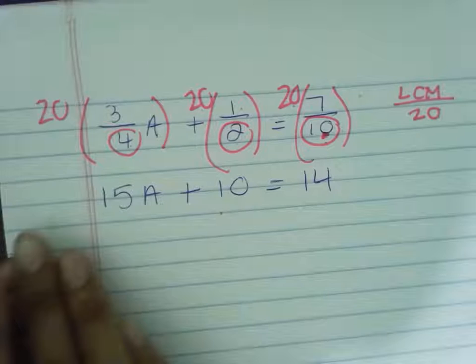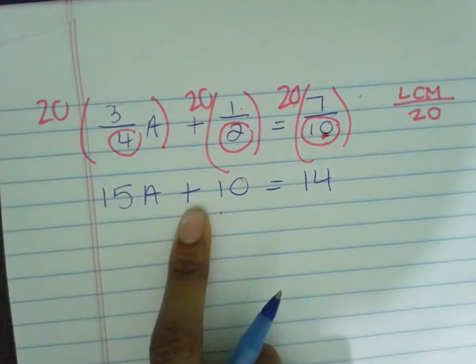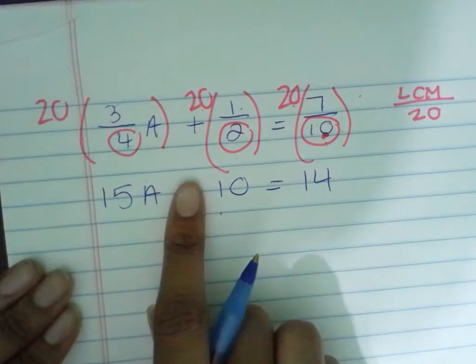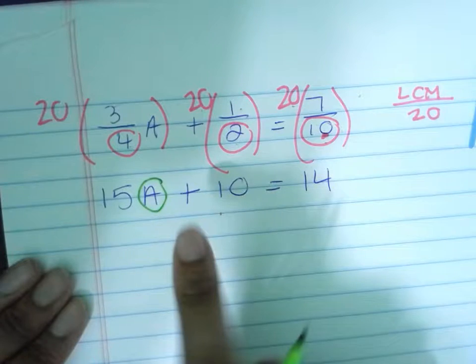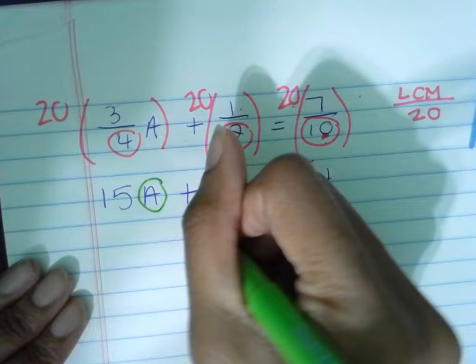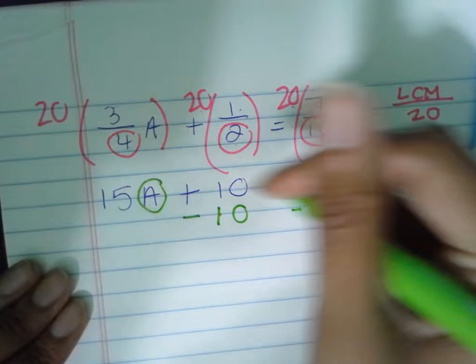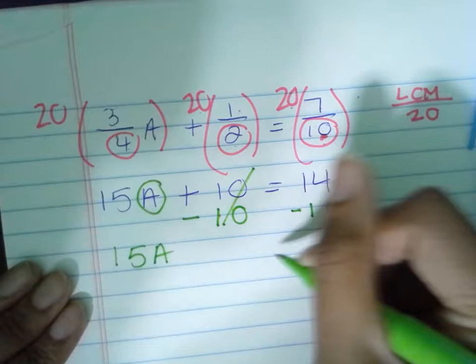Now I can solve for my letter. First, get rid of any addition or subtraction. That's what you do first. I want to get the a alone, that's my goal. So first, I get rid of what's hanging away from the letter. I'm going to do minus 10 on both sides. What I do to one side, I do to the other. That's gone. I get 15a equals 14 minus 10, which is 4.